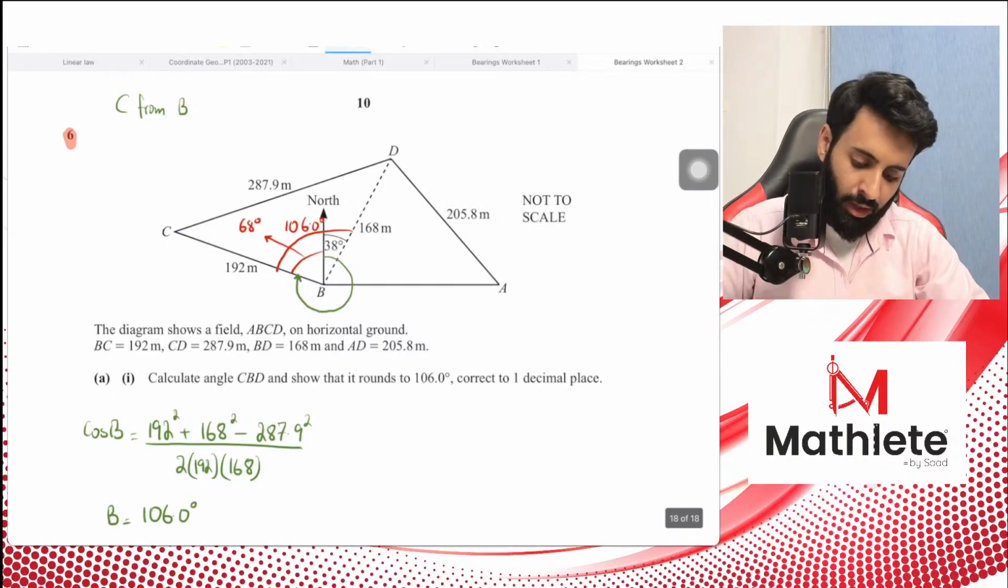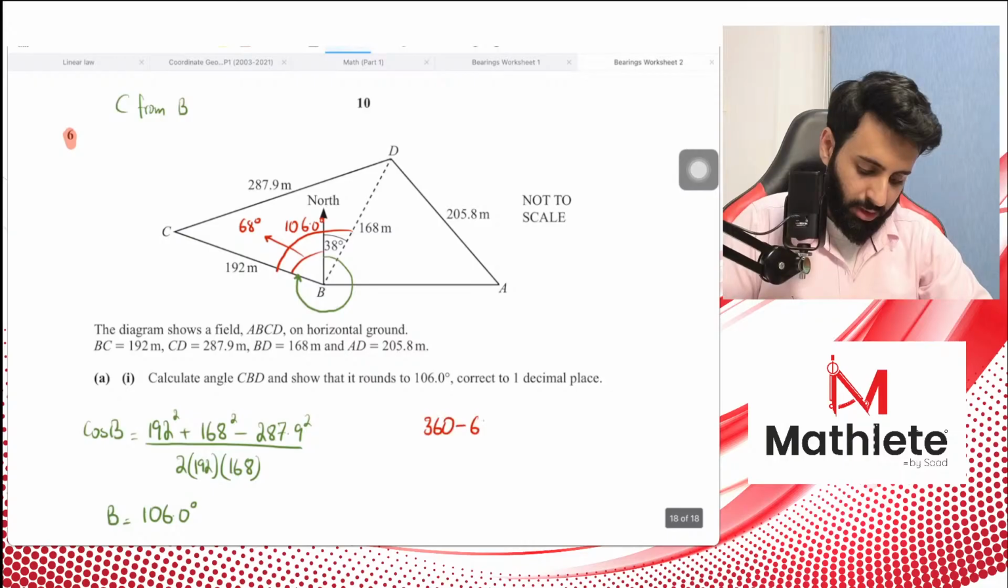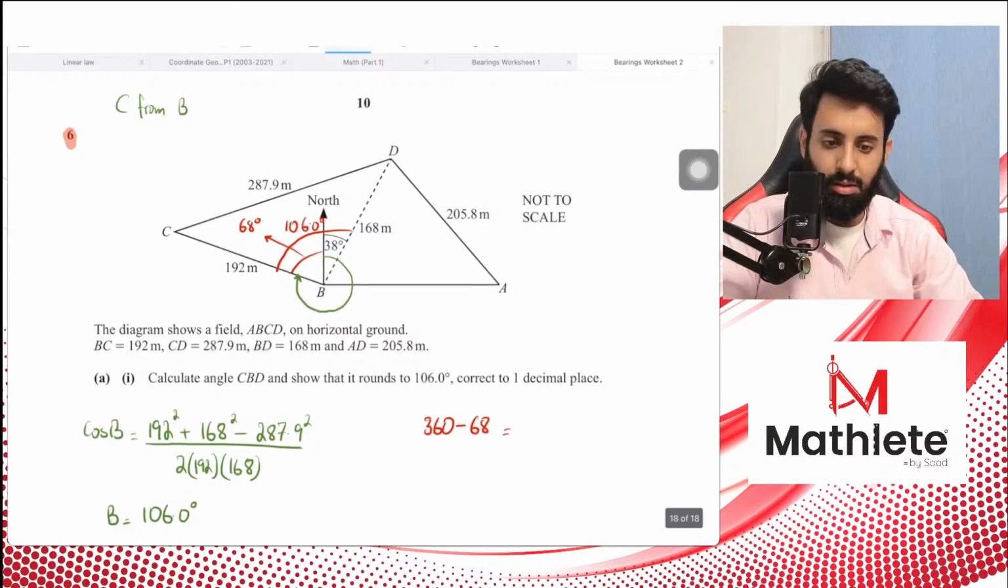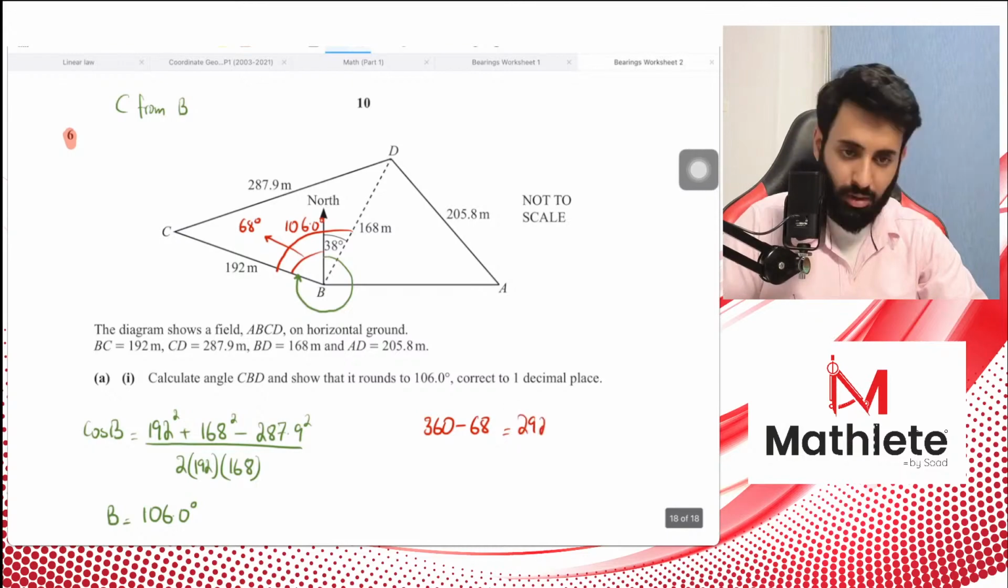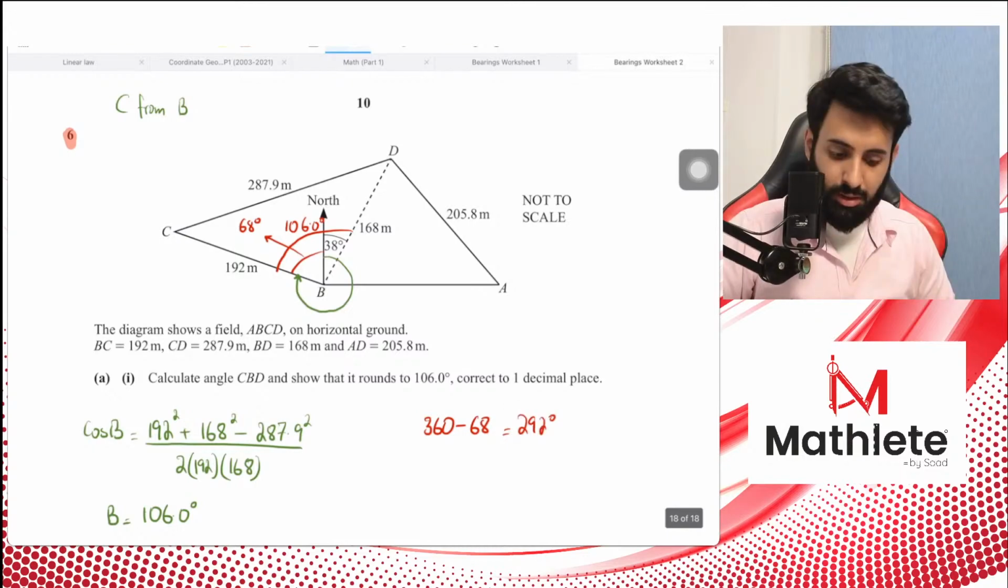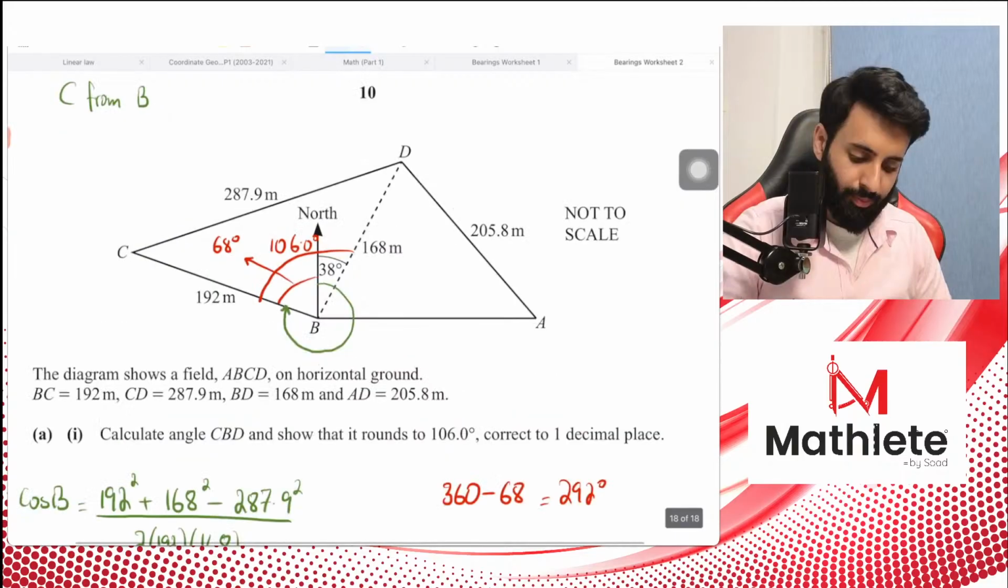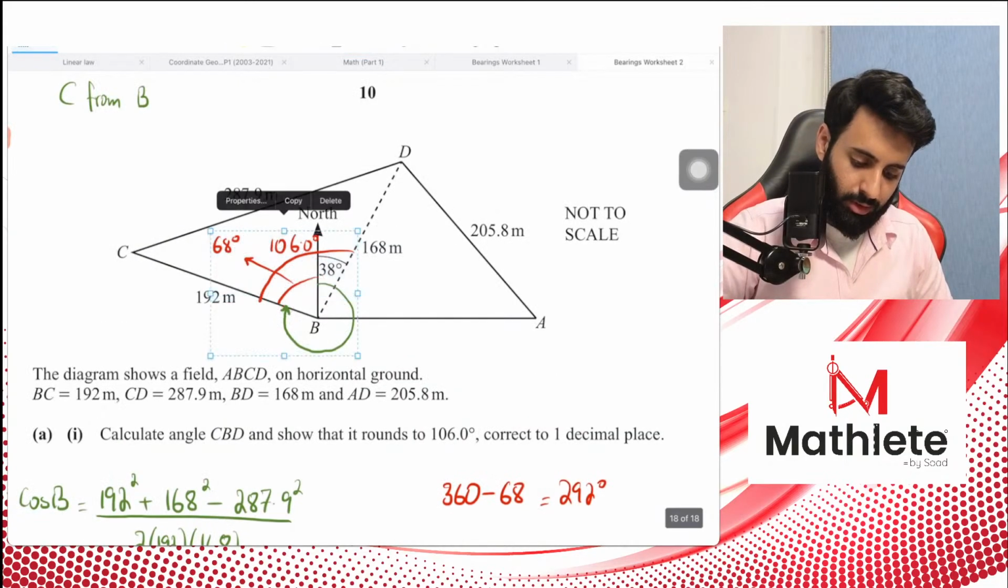Now here's what we're going to do. We're going to do 360 minus 68. Let's see, what do we get? 360 minus 68, so we get 292 degrees. Not 360 minus 106. This is something I should probably emphasize, so let's do it again.